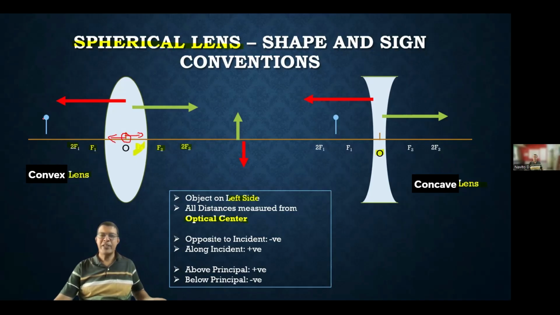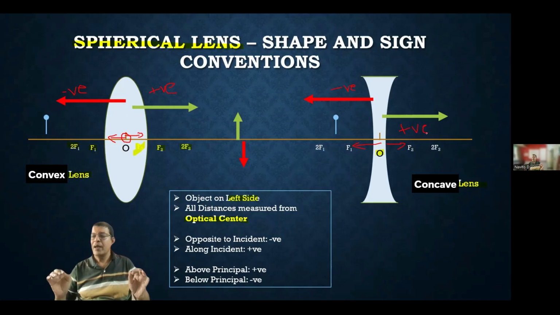If the object is on the left-hand side, all distances measured from the optical center towards the object on the left are going to be negative, and this side is going to be positive. So you can see the green indicator for positive and red for negative. For a convex lens, it is the same thing, because the incident ray of light is coming from the object on the left towards the right. Hence, towards the left is negative, and towards the right is positive.